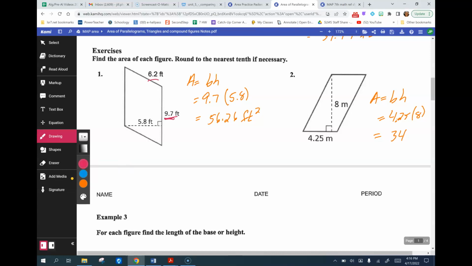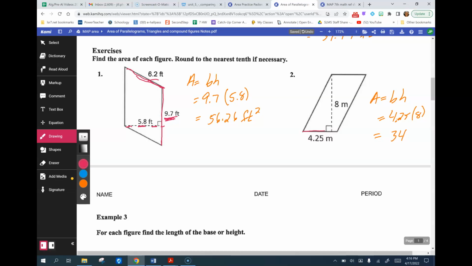The way that I know it's the base is the line that's perpendicular comes up and hits it. See how nothing is hitting this? That's just kind of sitting over there. So that's the reason my base is 9.7 and my height is 5.8. So I get 56.26 feet squared.